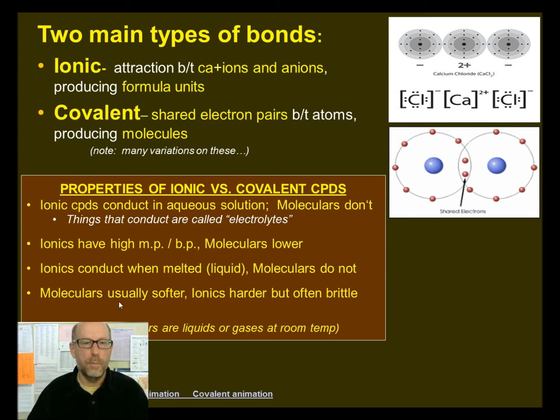The next thing is that molecular compounds are usually softer and ionics are harder and often brittle. So any kind of ionic compound is probably like, if you think of a crystal, or salt crystals, if you took a hammer and hit them, they would shatter all over the place. Molecular compounds are things like rubber, oil, things like that. They're softer types of compounds. Furthermore, many molecular compounds are even gases. So anything that you're breathing right now, O2 and CO2 and N2, anything that's in the air right now that you're breathing is almost certainly a molecular compound.